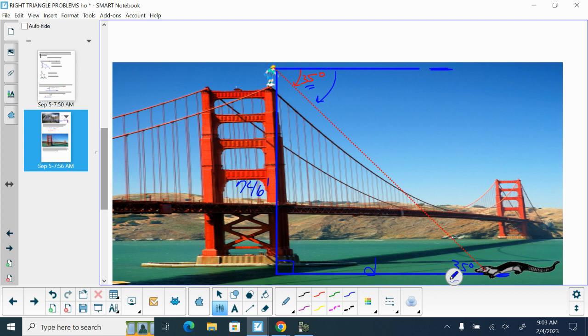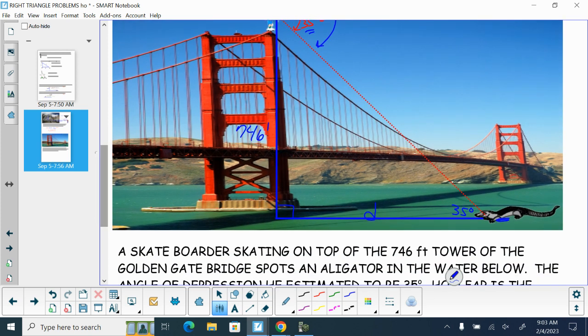So we can use our alternate interior angles to say we have angles that are congruent. Two parallel lines cut by a transversal, alternate interior angles are congruent, which now pulls our angle within the triangle. And if you think about this, the angle of depression from an object above to an object below has to be equal to the angle of elevation from the object below back up to the object above. So the angle of elevation from Wally Gator to our skateboarder for life up here has to be the same angle of 35 degrees. That line does not change.